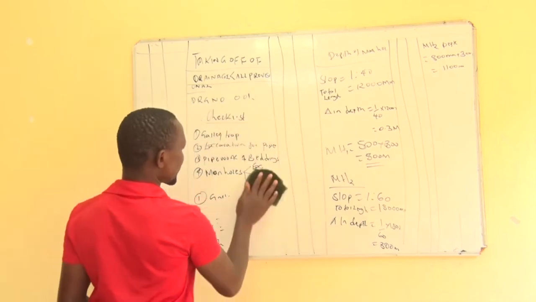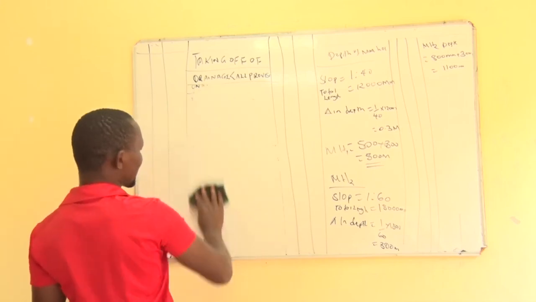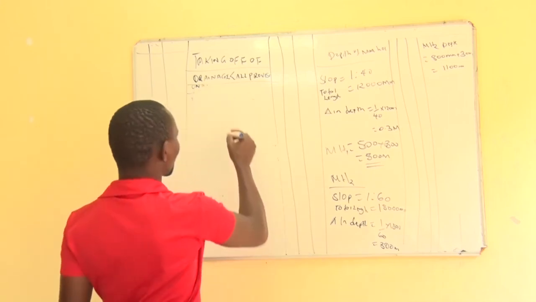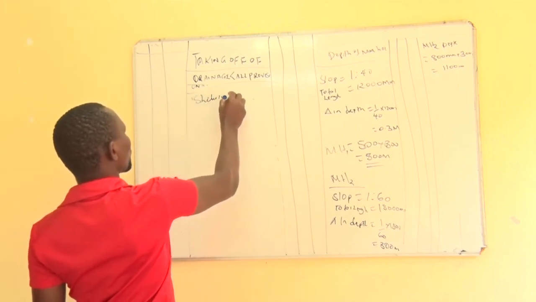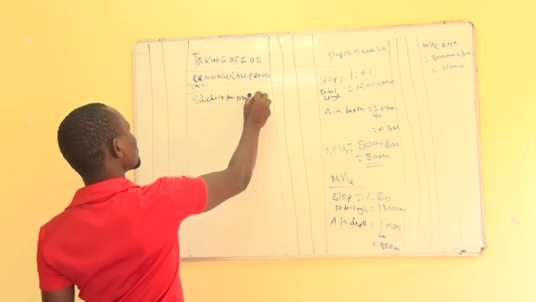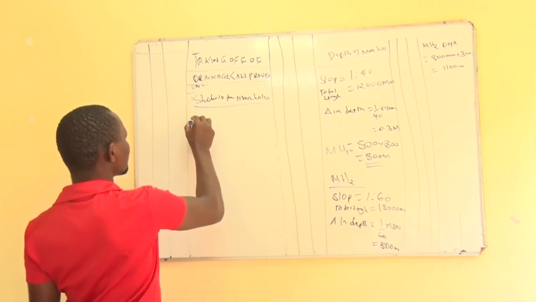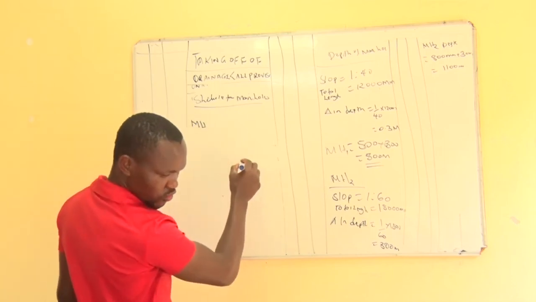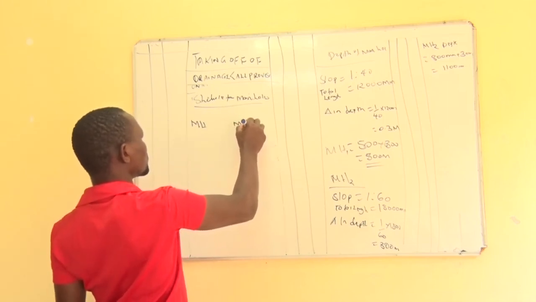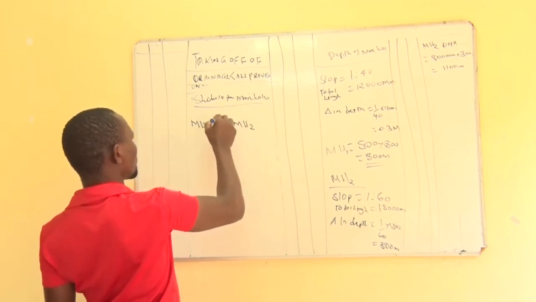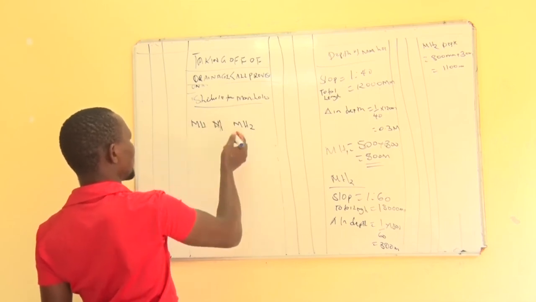Then we have to develop what is called the manhole schedule. This will enable us to know the number of manholes. So the schedule for manhole: we have manhole 1, we have manhole 2, and this is the main manhole. Then we have manhole 1 and manhole 2.